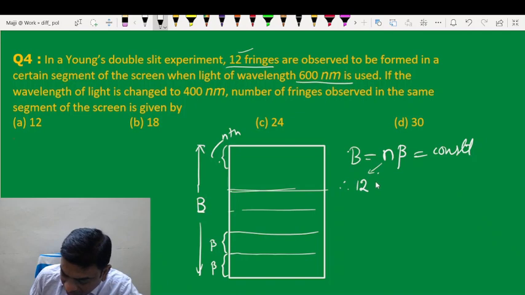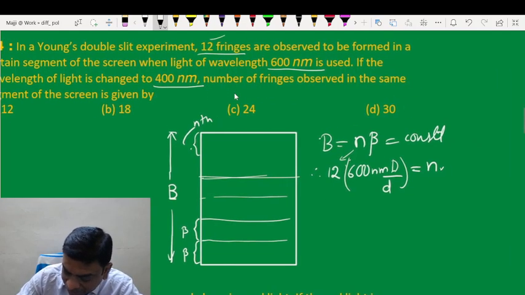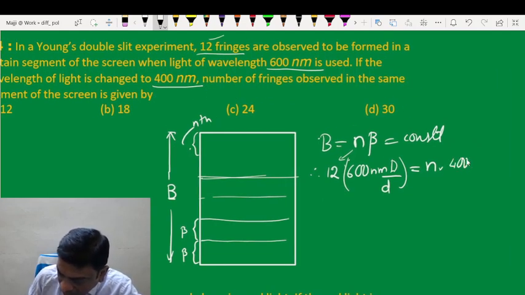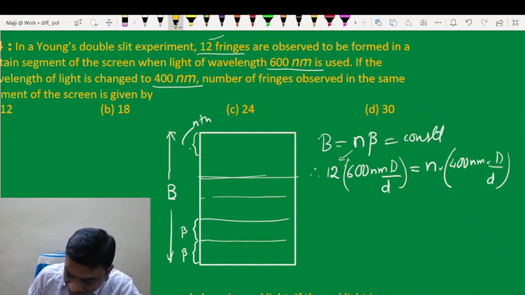Okay, beta I can replace by lambda, lambda is 600 nanometer, lambda capital D by small d. Remember, capital D by small d will get cancelled. Don't worry. Then is equal to the new number of fringes we have to find corresponding to a wavelength 400 nanometer. So this will be 400 nanometer into capital D by small d. Okay, so capital D by small d gets cancelled here, and we are left with 4 n equals 3 times 6, 3 6 18. So n is equal to 18.